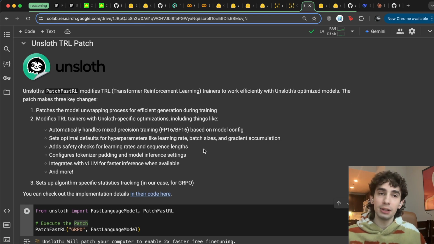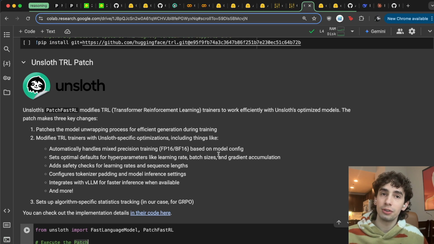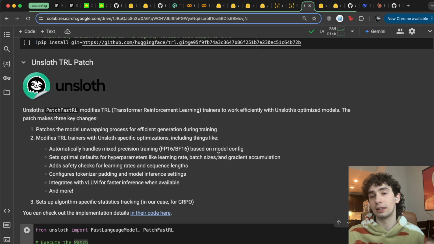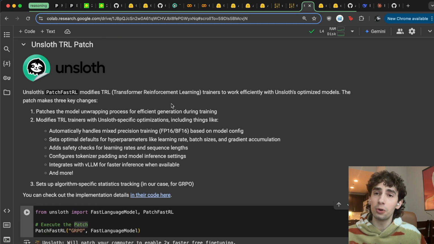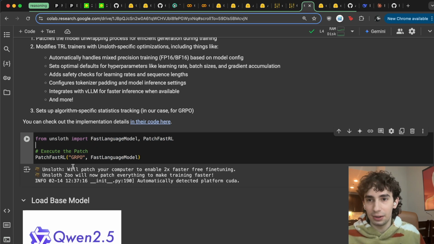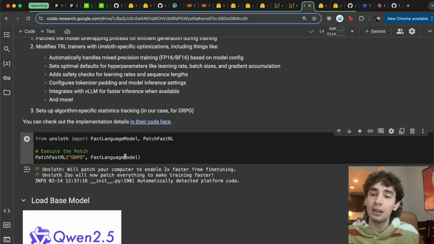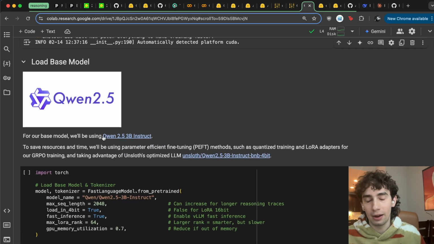As you can see, I'm in a Google Colab environment here, and everything that I'm about to show you can be done using the base free GPU that comes with free access to a Colab notebook. So super cool work that enables this. Once again, the Unsloth team is phenomenal. But after running their GRPO specific patch and seeing that it will patch our computer to enable 2 times faster free fine-tuning, what we can do is load and prepare our base model.